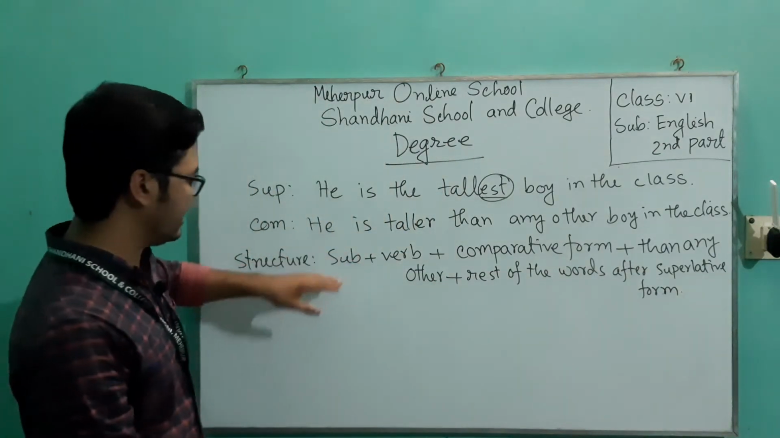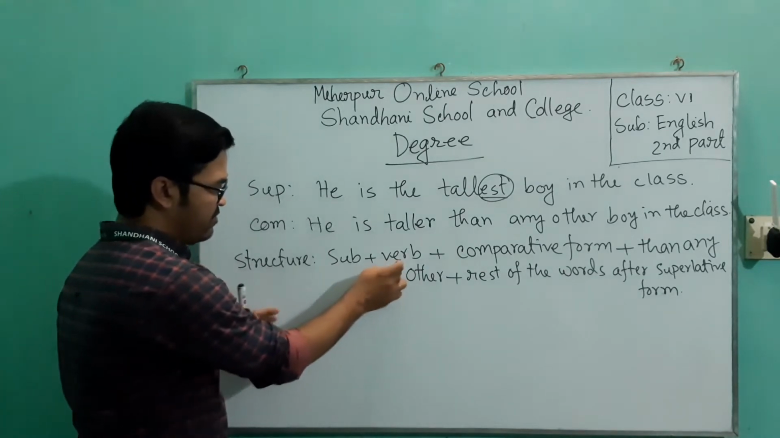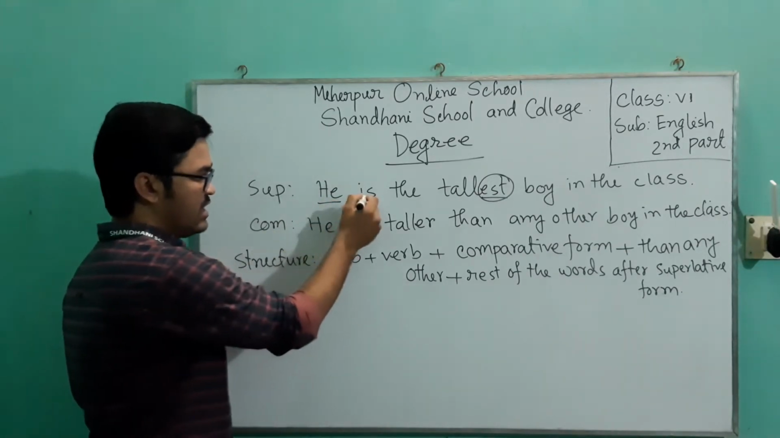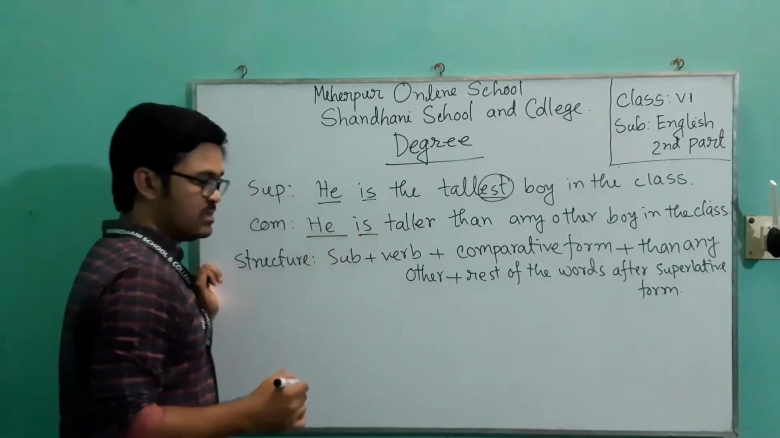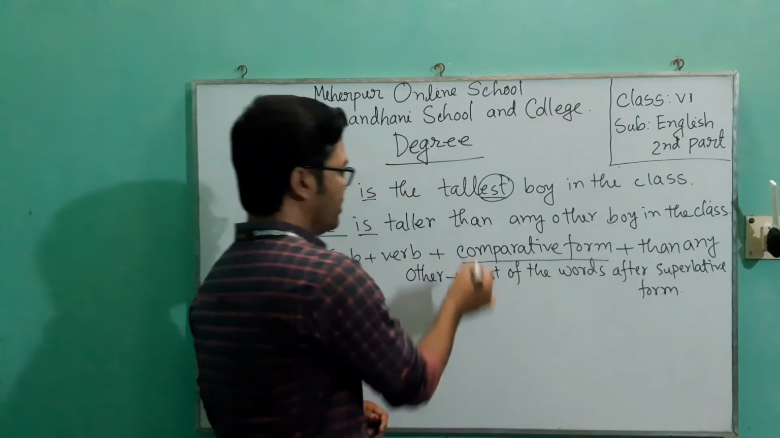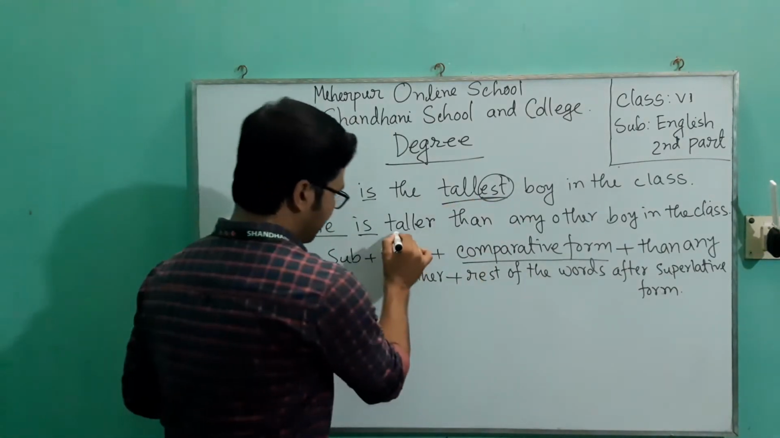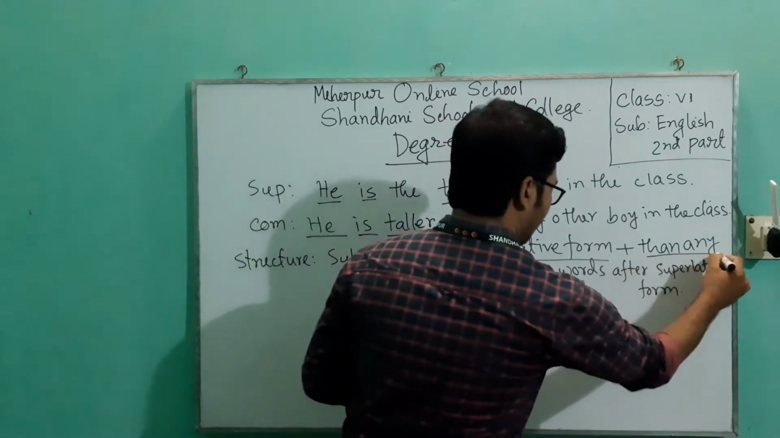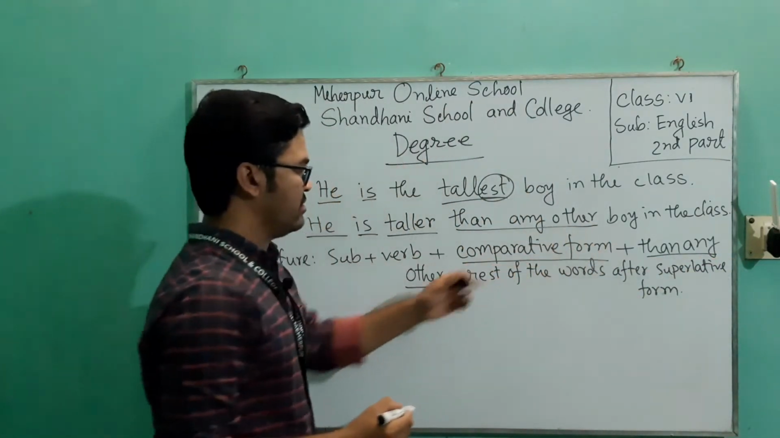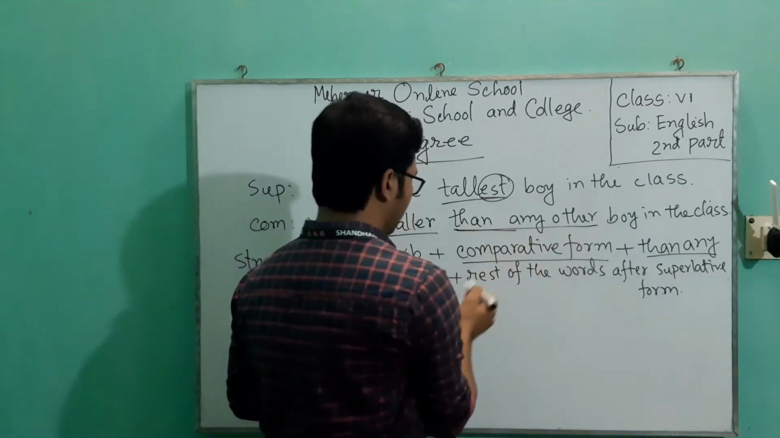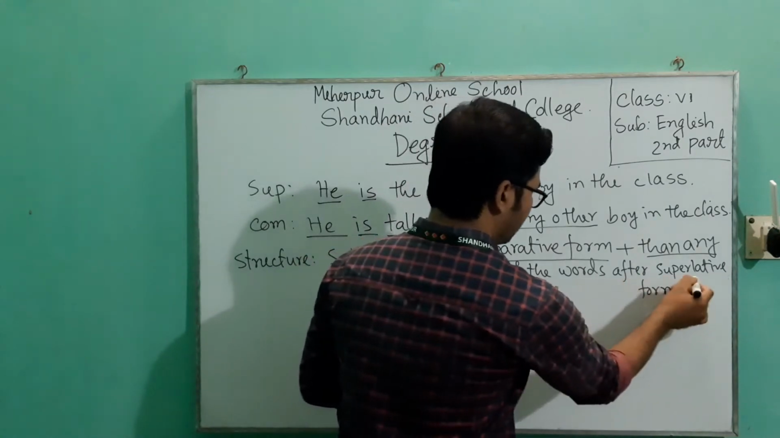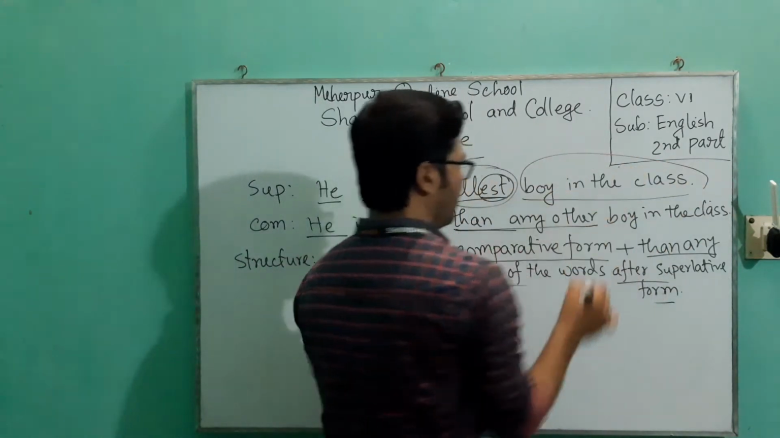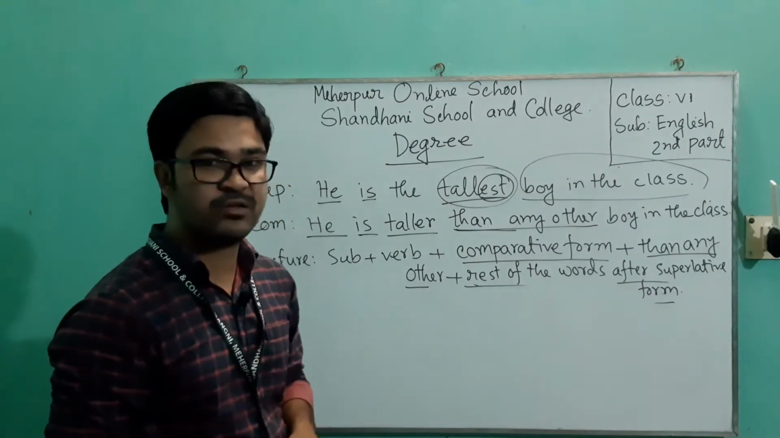So now we match it here, subject and verb. Okay, first sentence. In this first sentence we see he is the subject and is the verb. So he is subject and verb. Then comparative form, tallest is the superlative form, and here I have written taller. So taller is the comparative form. Then any other, this is the structure. Okay, then rest of the words after the superlative form, this is the superlative form. Rest of the words here, boy in the class. Okay, dear students, I think you have understood this.